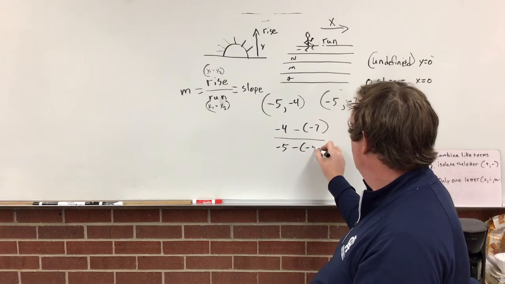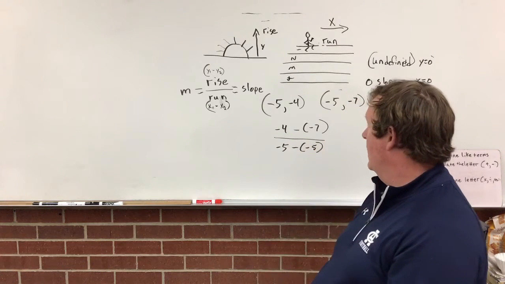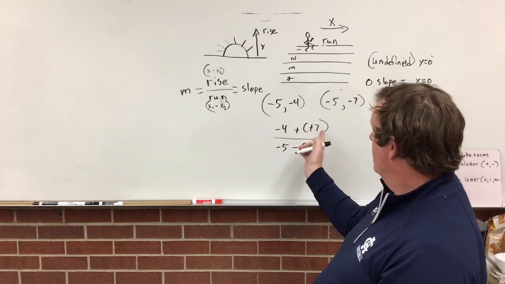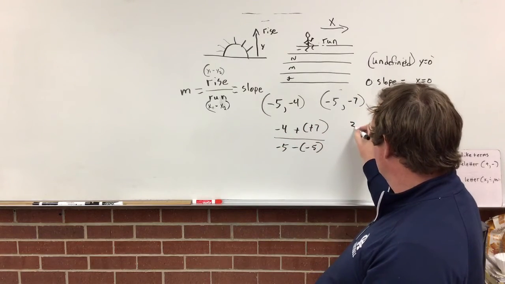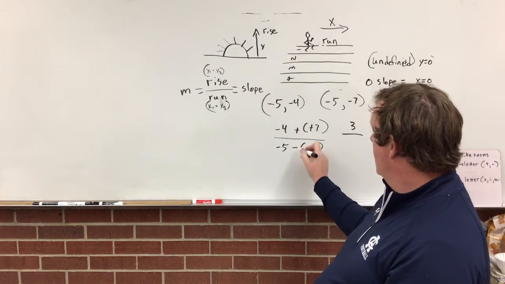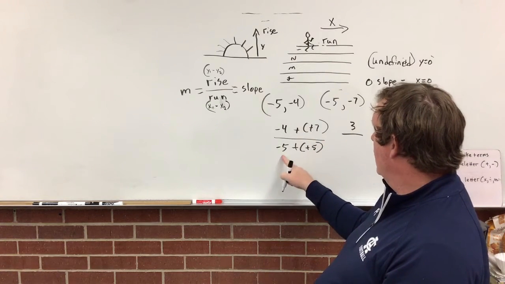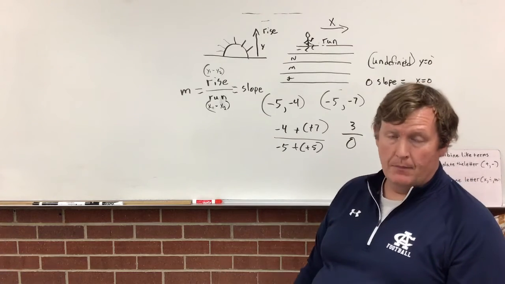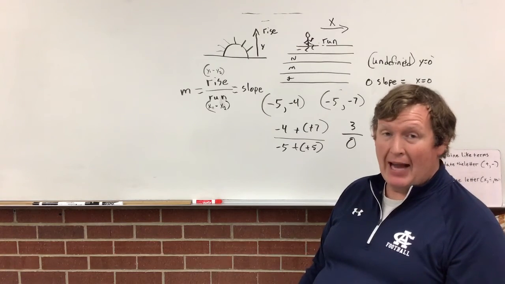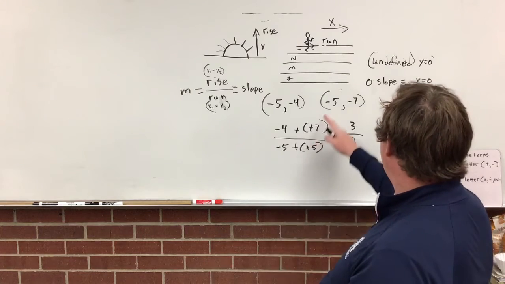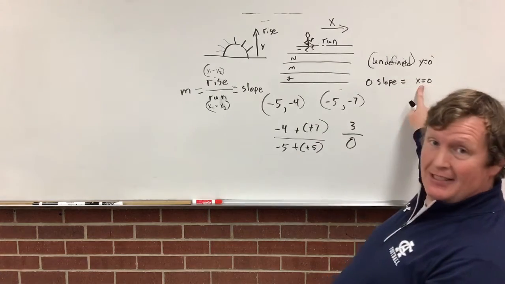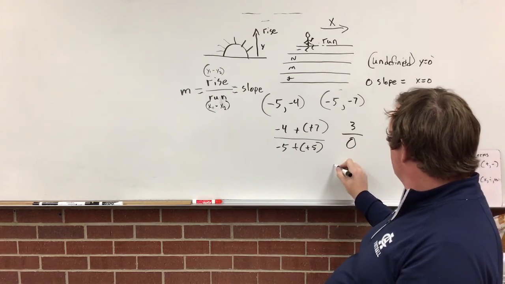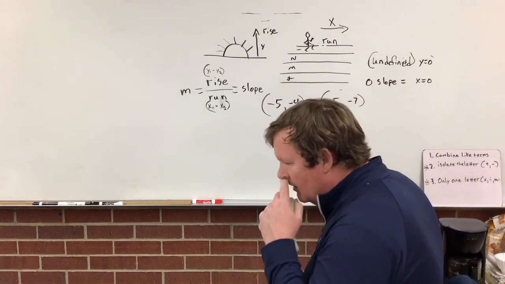-5 minus -5. Add the opposite. Now, +7 minus 4, that gives me 3. Add the opposite. -5 plus 5, that gave me 0. Uh-oh. I got x as a 0. So my answer is, when x is 0, my answer will be 0 slope.